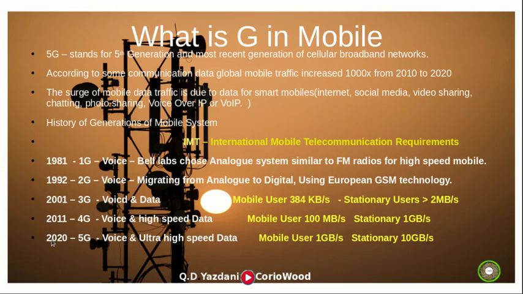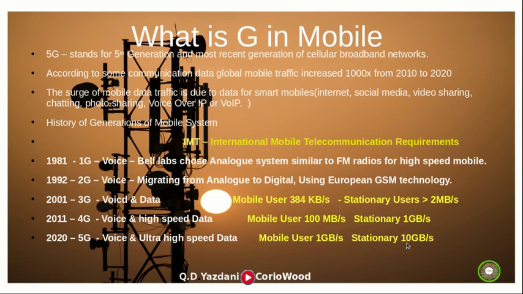Okay, so 2020 came along. As I said to you guys, every decade we're supposed to get a new G, so 5G in 2020. This one came in around 2020, the 5G, and the 5G was voice and ultra high speed data. So if you look in here, the 3G is voice and data, and the 4G is voice and high speed data. But the 5G is a totally different beast, and it offers voice and ultra high speed. So not just high speed, but ultra high speed. And the mobile user should get at least 1 gigabyte per second. So we are talking about per second here. According to at&t, you should get at least 1 GB per second, and stationary users should get 10 GB per second.